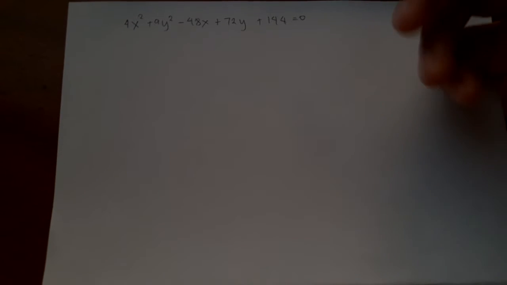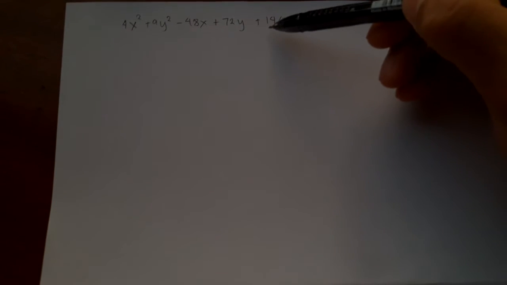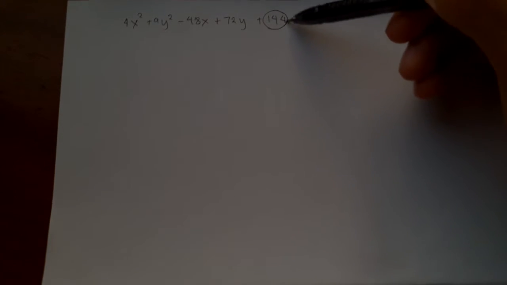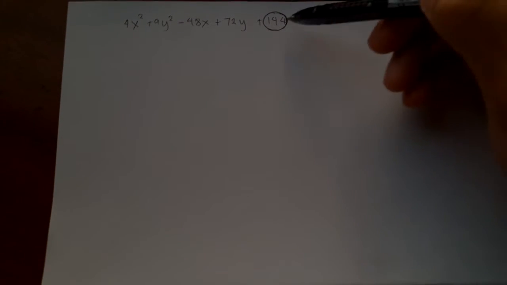So our problem is to convert the equation 4x squared plus 9y squared minus 48x plus 72y plus 144 equals 0 to standard form, because basically this equation is in general form. So this is our equation. In converting this to standard form, the first step we have to do is to transpose the term with no variable to the other side. It will be like this.